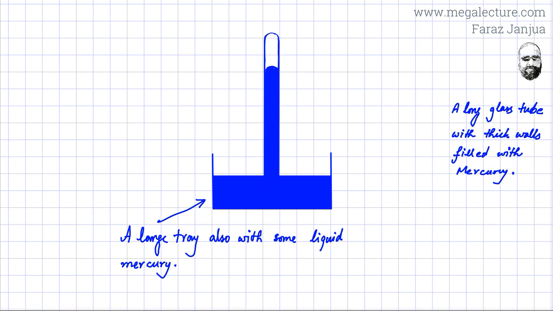Why did I say very close to 100%? What can be over here? It can't be air, because it was filled with mercury, and now the mercury has gone down. Only some vapors of mercury can be present over here. Other than that, no matter. So this place is very close to 100% vacuum. And it is actually the closest to 100% vacuum that humans ever produced.